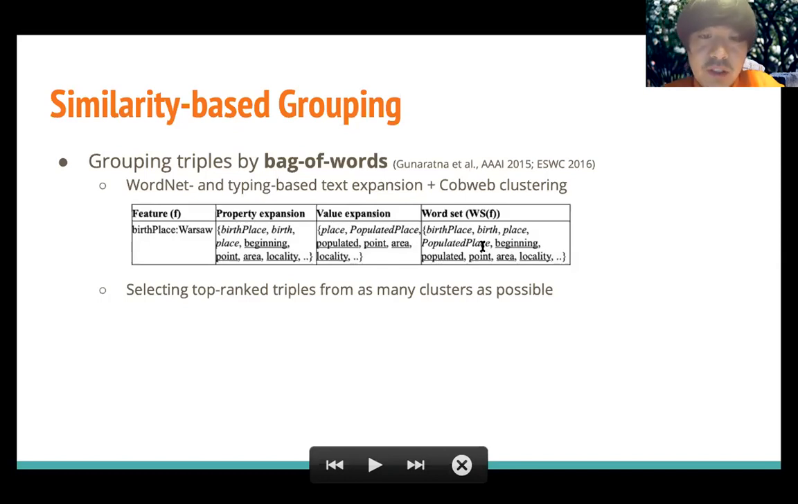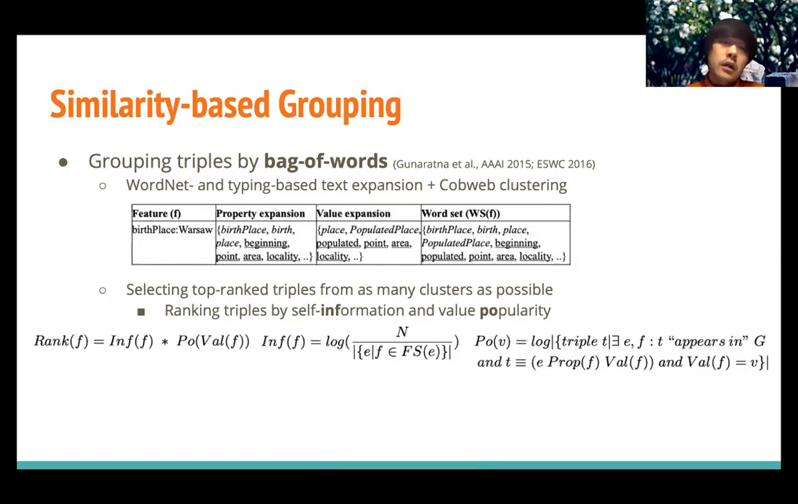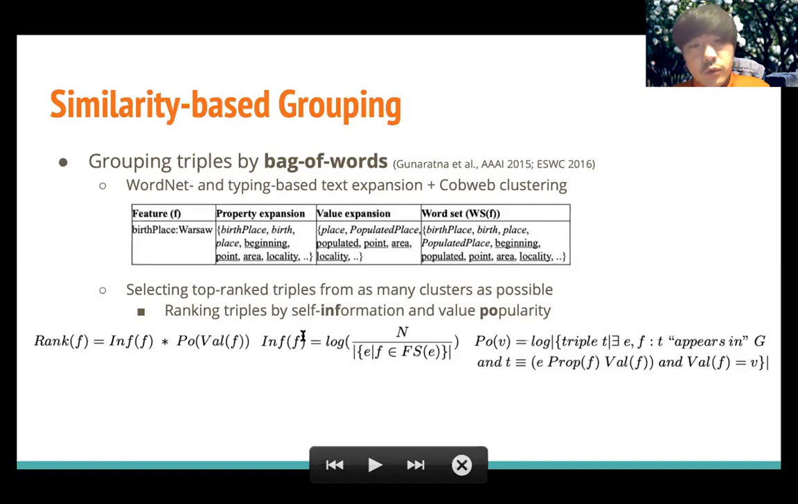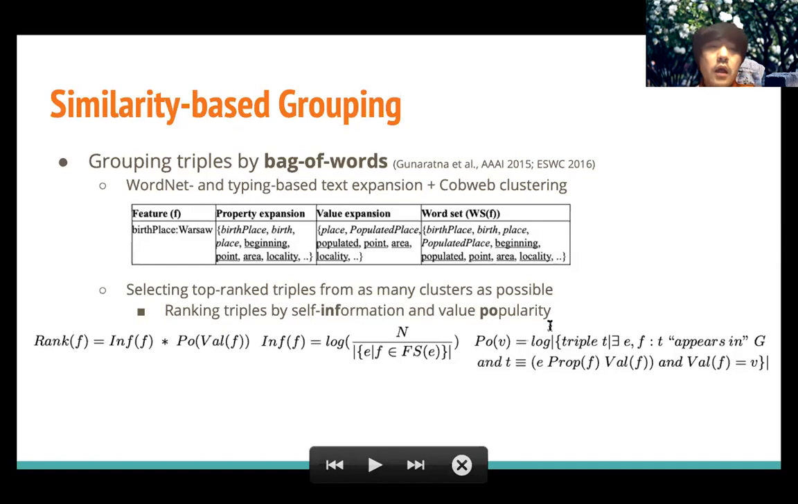Yeah, so we have an expanded bag of words, then we do clustering. And for ranking the triples inside a group or a cluster, we can rank them by two features. First is self-information. We just compute the self-information of a triple. And then we also consider the property of the value. That is how many times this value appears in the entire knowledge graph. That is grouping by bag of words.